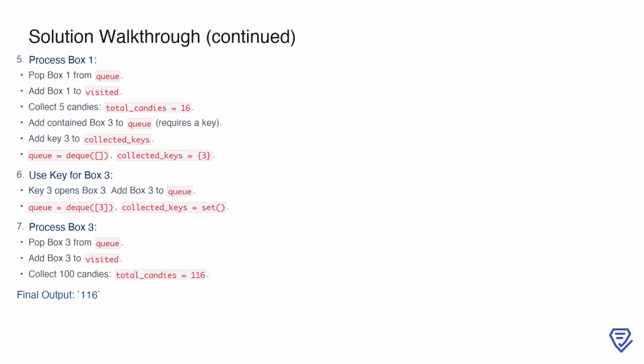Finally, we process box 3. It is removed from the queue and marked as visited. Box 3 contains a substantial 100 candies, which are added to total_candies. The total now reaches 116. With no additional boxes or keys, the process concludes. The output for this example is 116, as we've successfully collected all available candies.